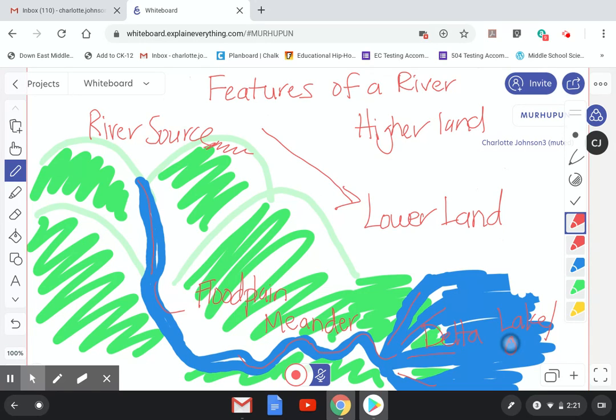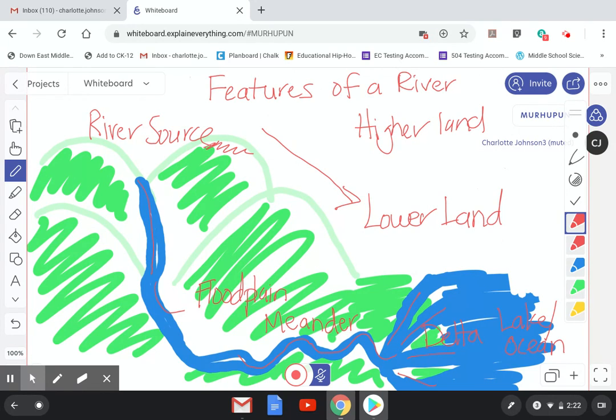So all of these different characteristics help us describe different rivers, because, for instance, the Mississippi River is known as being a very meandering river. That's because it's a very old river. The water doesn't move very fast. The current's very slow.